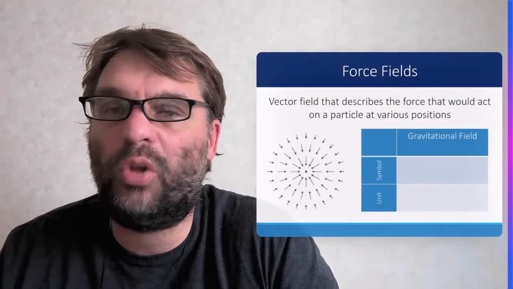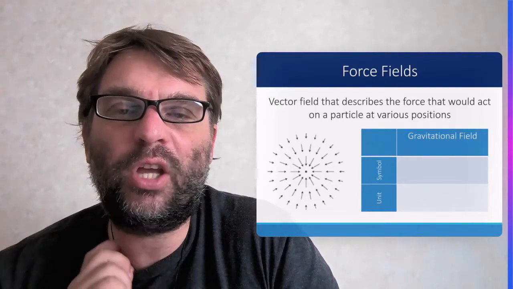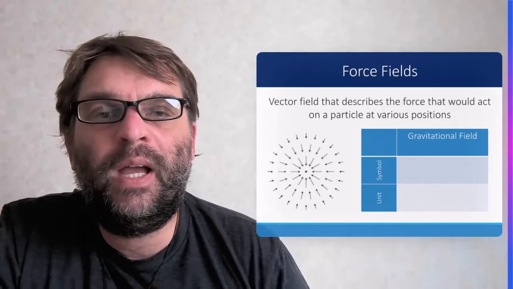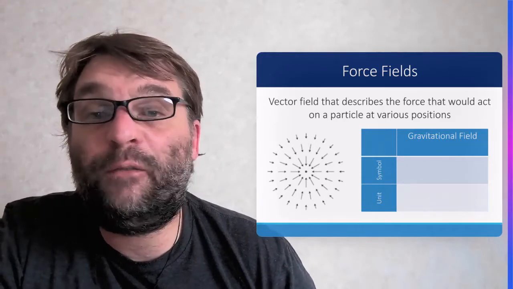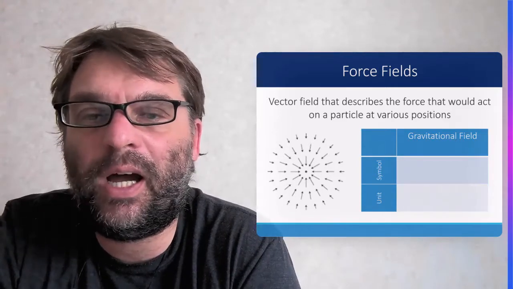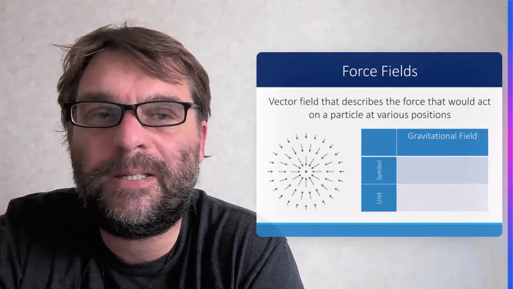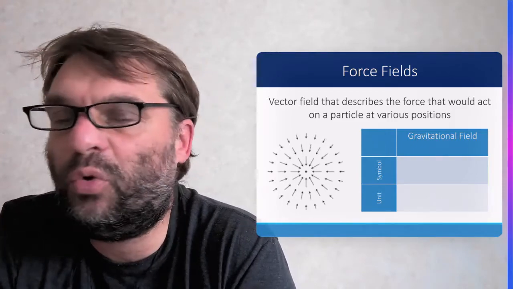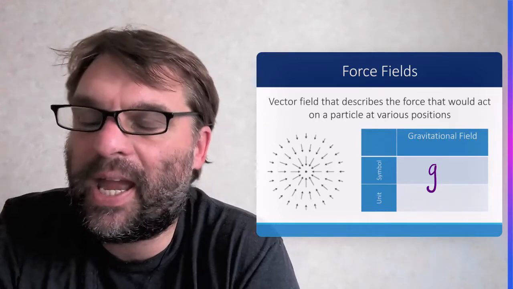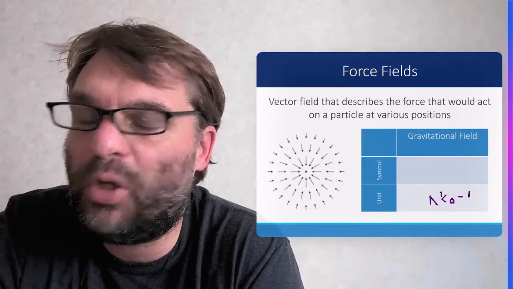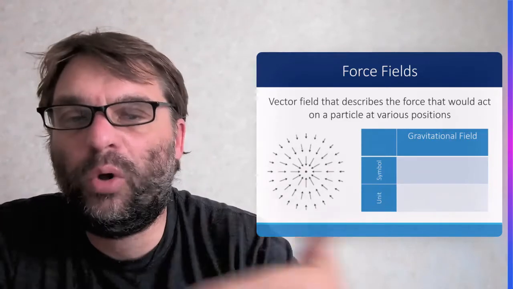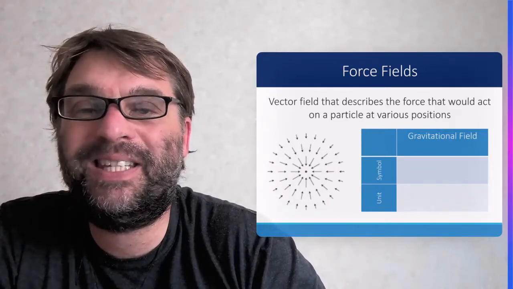So the first thing is, well, what's a force field? Basically a force field is a vector field, so it has a magnitude and a direction, that describes how a force, in this particular case gravity, would act on a particular object at various positions in that field. For a gravitational field, the symbol is little g, and the units are newtons per kilogram. So what force is acting on a particular mass.